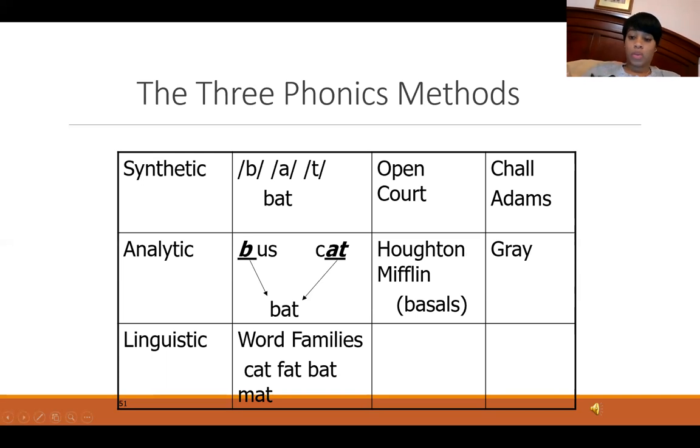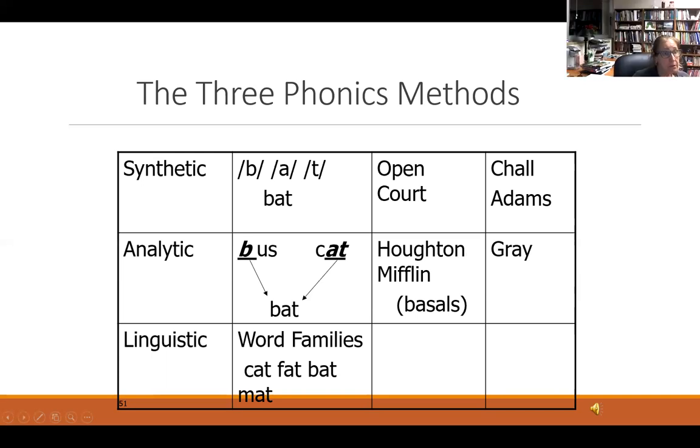I don't have a basal. We don't use a basal. You don't use basals? That's interesting. Okay, so these are some of the basals and the phonic systems that they use.